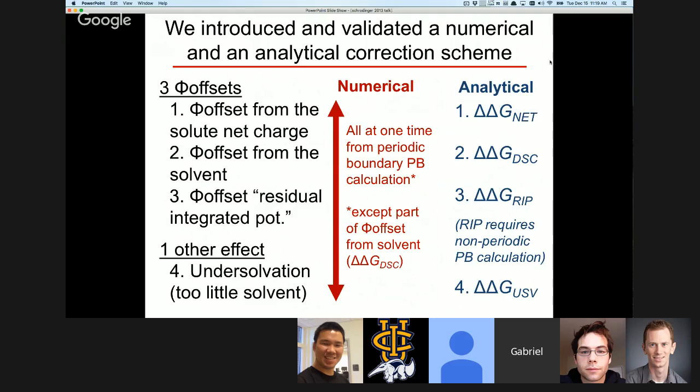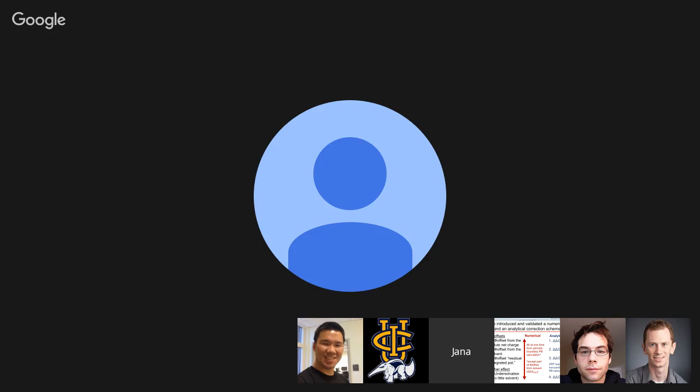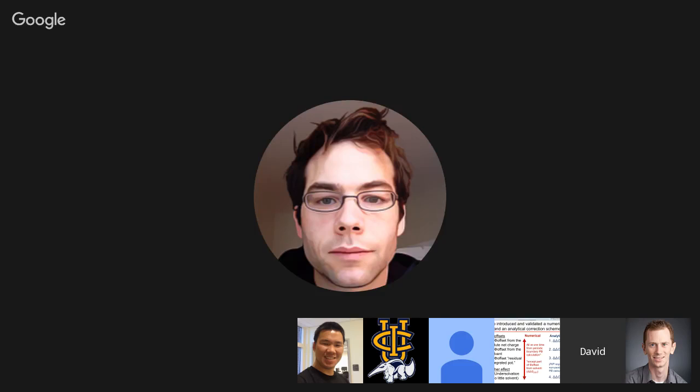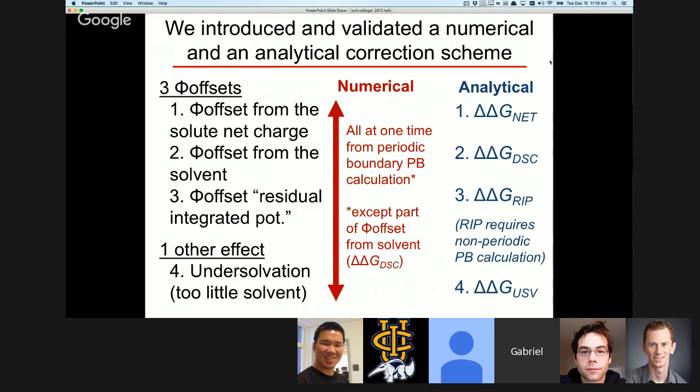So under this analytical framework, I separate the net charge term from the residual integrated potential term because they have different physical explanations and they have different dependencies on the box size. But you're absolutely right that you could calculate everything all at once, which is the premise of the numerical correction. Okay, thank you.